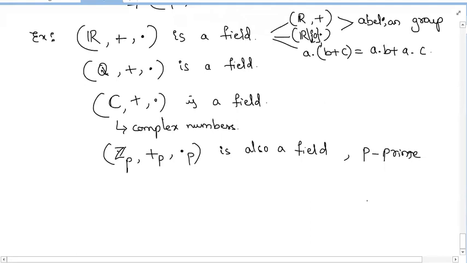So these are the standard fields we need. First, (R, +, ·) is the field of real numbers. (Q, +, ·) is the field of rational numbers. (C, +, ·) is called the field of complex numbers. These three fields we need. Once we have a field, we are ready to define a vector space.